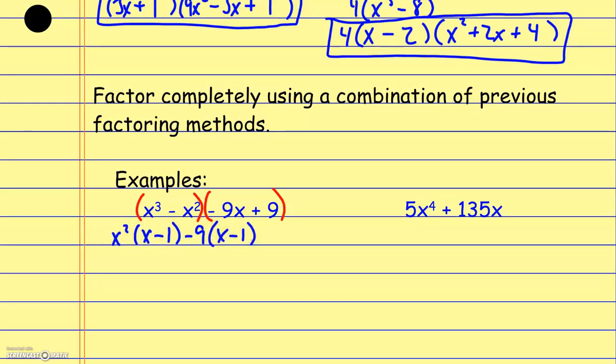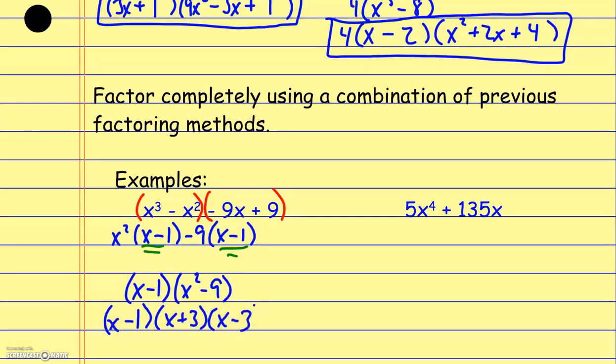And now, because I have a common polynomial here, this x minus 1, I can factor that out. So if I take out the x minus 1, it leaves me with an x squared minus 9. And now an x squared minus 9, that is a difference of squares. So I can factor that into an x plus 3 and an x minus 3. And again, I have to make sure this thing is factored completely. So I have to keep going until all of it is factored as far as it can be factored.